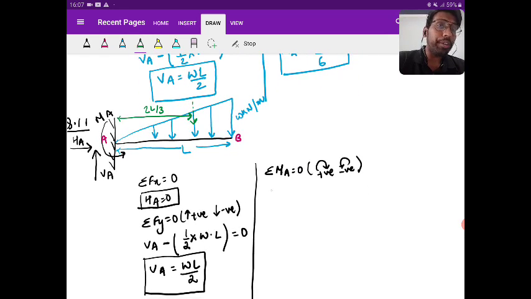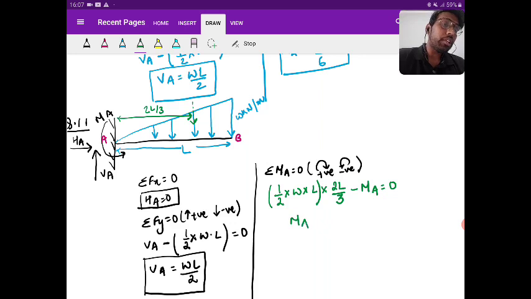So what am I going to write? First the load: the area under the diagram, that is half into W into L. And what is the lever arm? That is 2L by 3. Minus MA is equal to 0. So from here we get MA, the 2 gets cancelled out, and you get the value as WL square by 3.